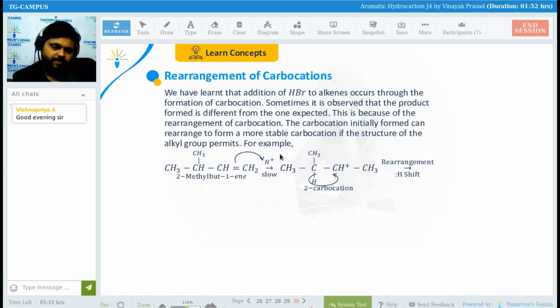Okay, fine. Now we are going to see rearrangement of carbocation, guys. Now, Vishnupriya, you can turn off your mic. What is the meaning of this rearrangement? Let's suppose you are living in your home. You are having what? 3 BHK flat in Chennai. Everyone is having a flat in Chennai. You all are from Chennai only, right? So you all are having a 3 BHK flat in your home.